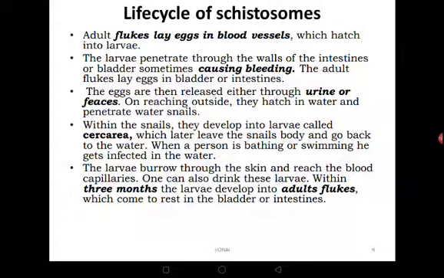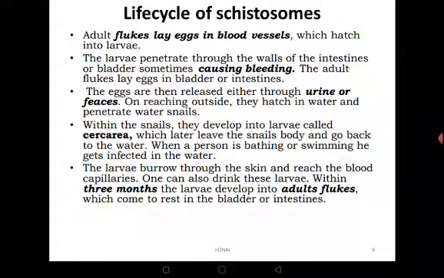The adult flukes lay eggs in the bladder or intestines. Remember, one of the symptoms of bilharzia is passing urine which contains blood. You pass bloody urine. That is one of the symptoms or signs of bilharzia. Now you know the reason why. You know why? Because the larvae penetrate, causing bleeding in your bladder. The eggs are then released either through urine or feces. As you urinate, you are passing those eggs to the outside or into the water.